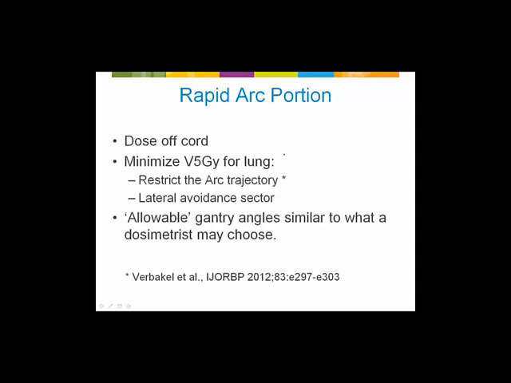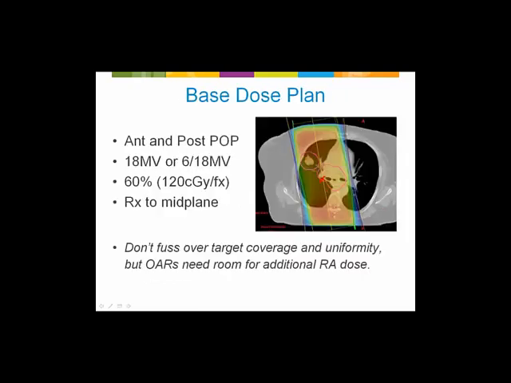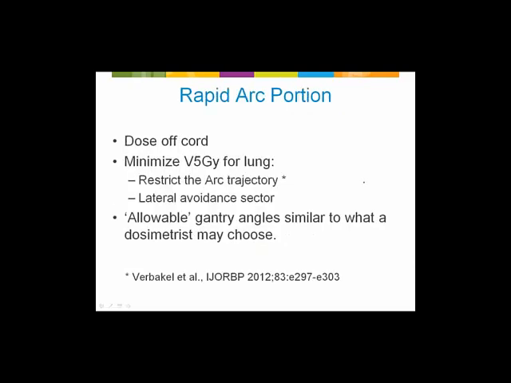Okay, so here's what the arc portion looks like. The beam is allowed to be on for 60 degrees, and note that this is a right-sided tumor here. And then we have this lateral avoidance sector where the beam is shut off for 60 degrees. Then the beam is allowed to come back on for 90 degrees. So we'll cross over midline by about 30 degrees in this arrangement. And for a left-sided tumor, well, we just flip this template around the other way.